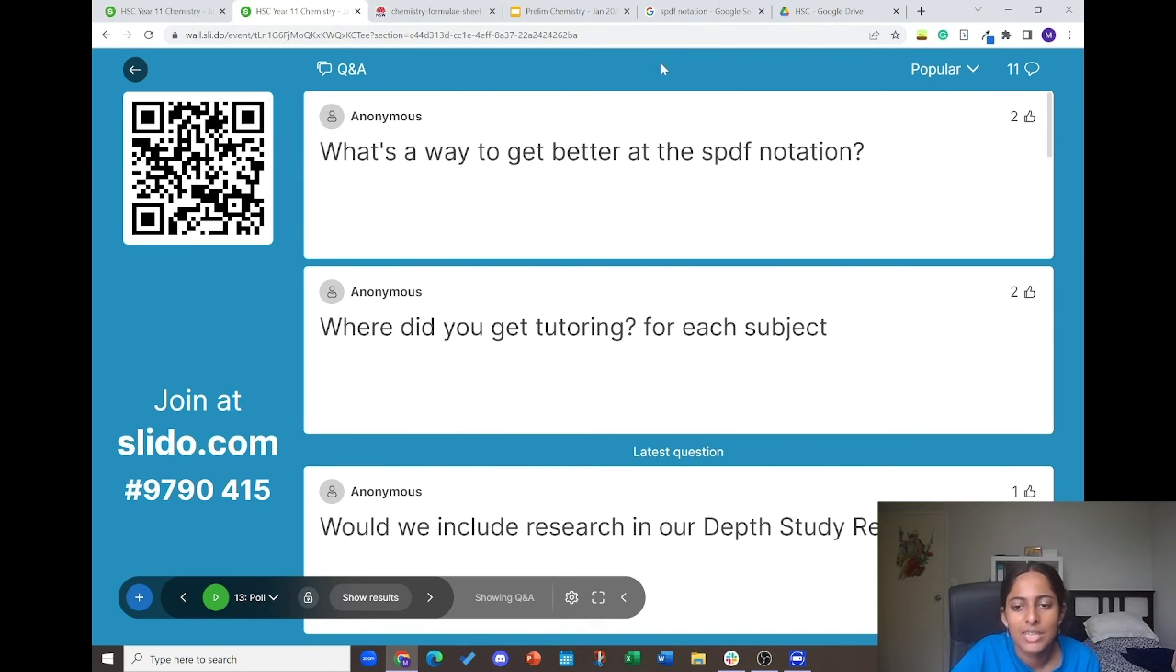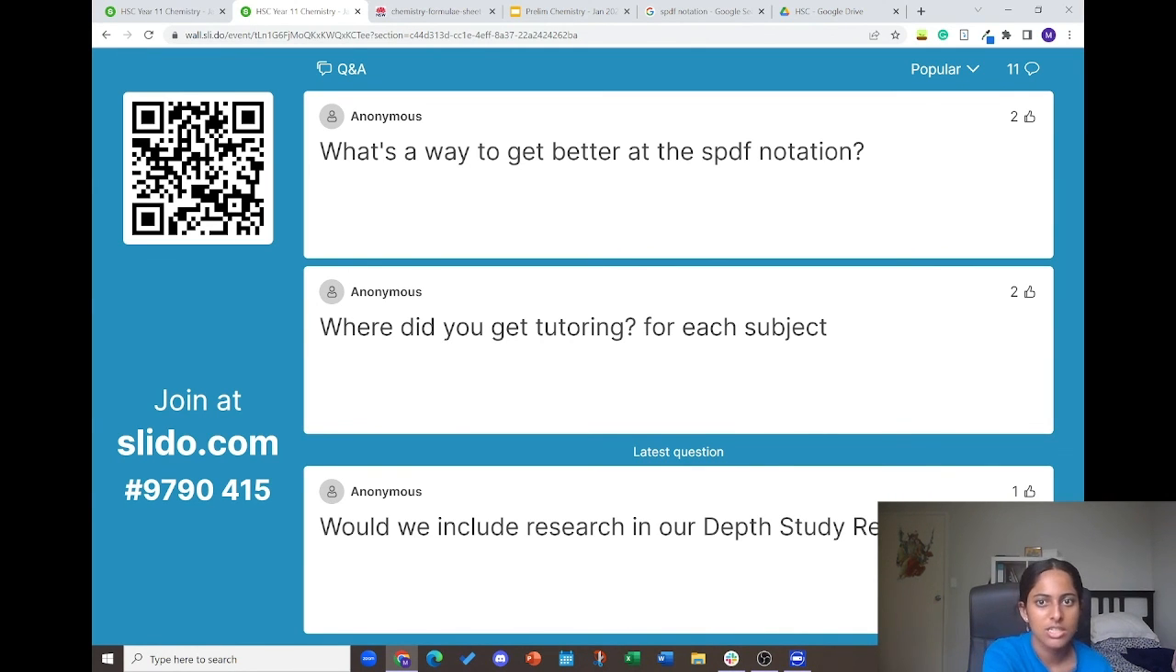What's a way to get better at SPDF notation? Really, it's just through practice. Just do questions, and you'll get the hang of it. And yeah, I guess that's the only way I can recommend. I feel like a lot of chemistry stuff is really just through practice.